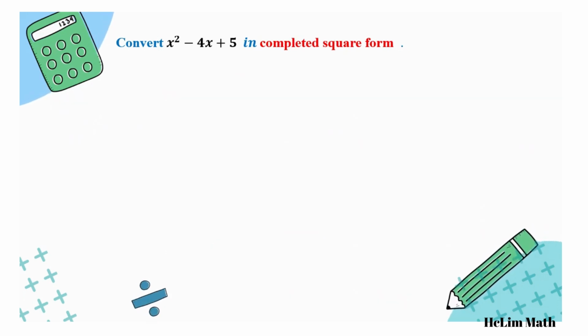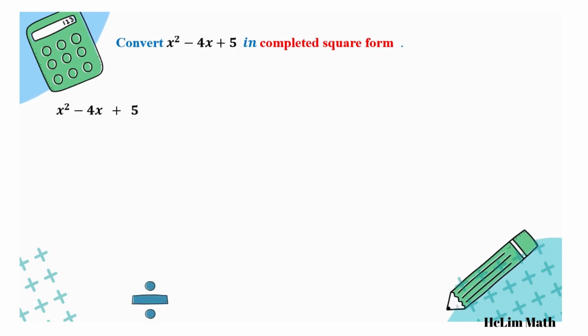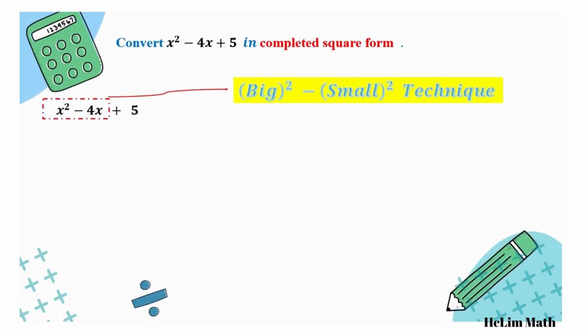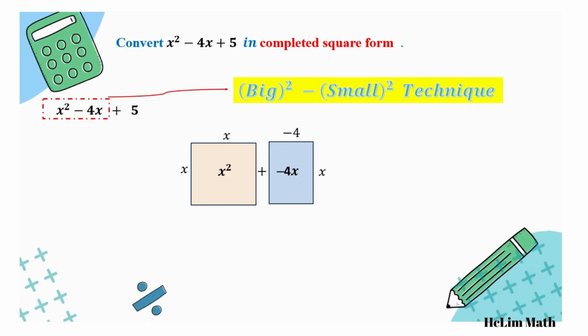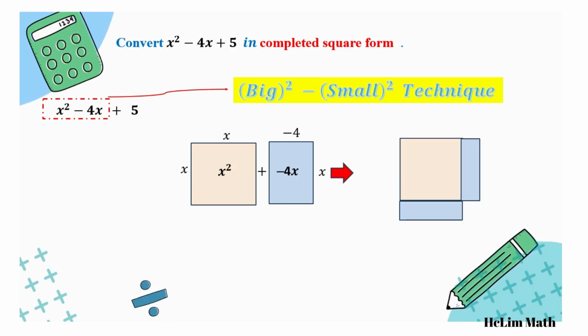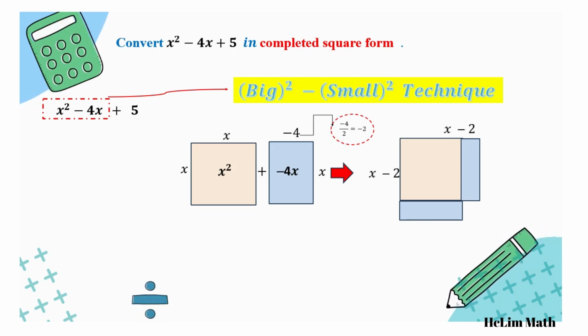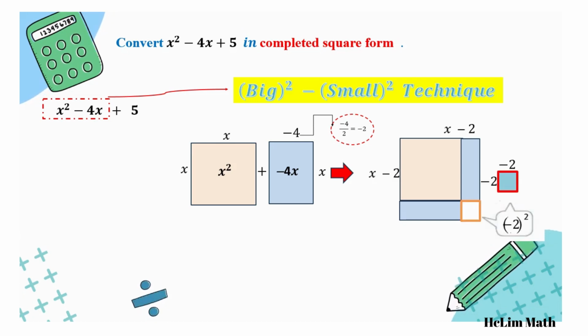We proceed with the next example with the expression of x squared minus 4x plus 5. We represent x squared minus 4x geometrically. We will get a square of side x and a rectangle of side minus 4 and x. In order to form a big square, we divide the coefficient of x, that is minus 4, by 2. We are going to get minus 2. Now, the side of the big square is x minus 2 and the side of the small square is minus 2.